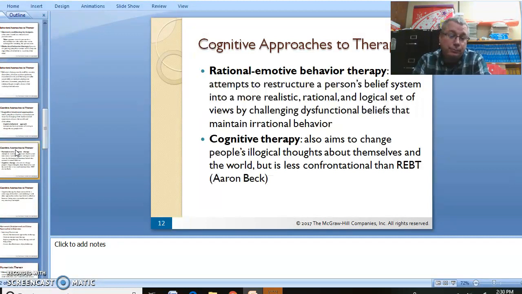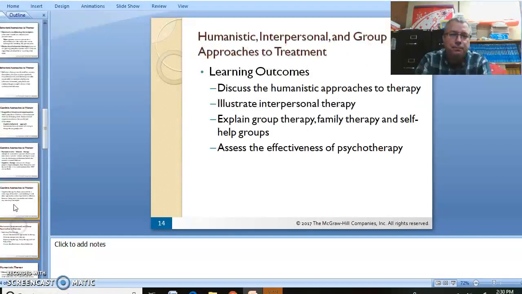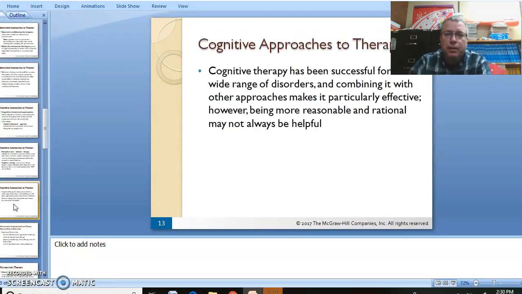And again, like I was saying earlier, cognitive therapy is the ability to change one's thoughts. Again, some people believe that depression, anxiety, phobias are a way of thinking. If you change the way you think, well, then you shouldn't experience those things again. So cognitive therapy is successful.